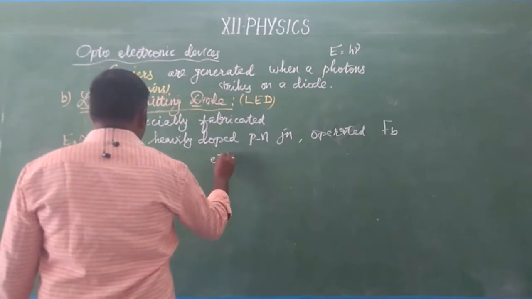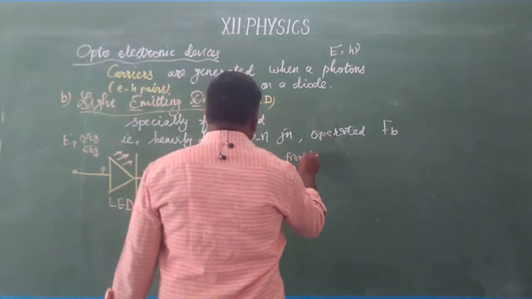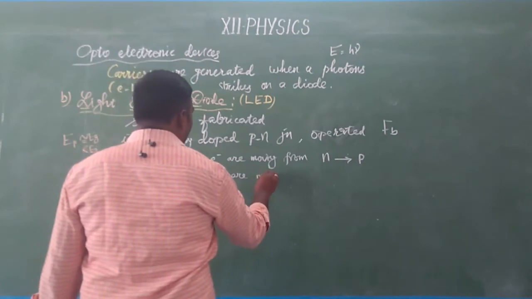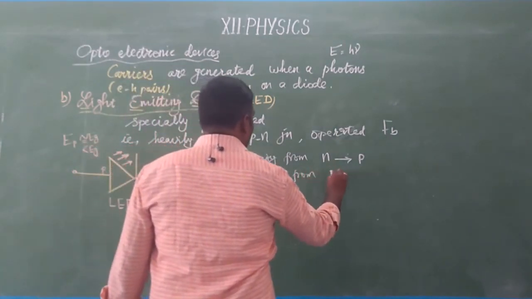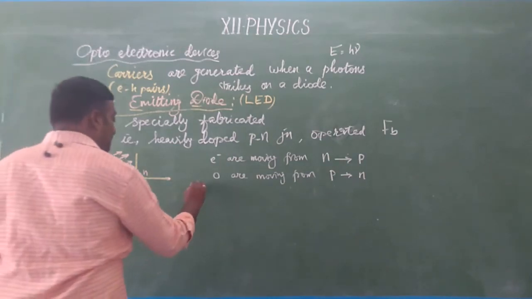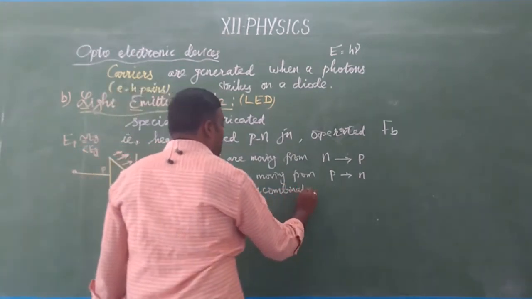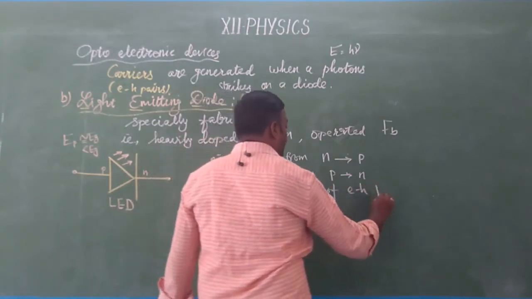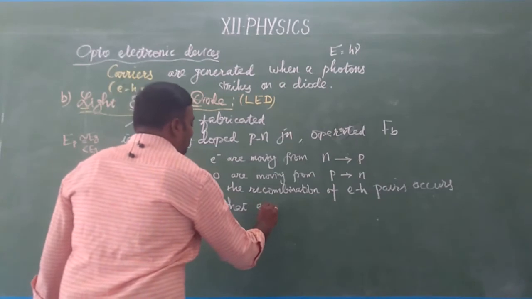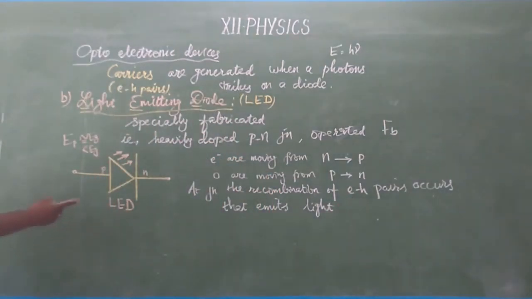The electrons are moving from the N region to the P region. At the same time, the holes are moving from the P region to the N region. But at the junction, under equilibrium, recombination occurs. The recombination of electron hole pairs occurs, and that emits light in the form of radiation. So the working is very simple.